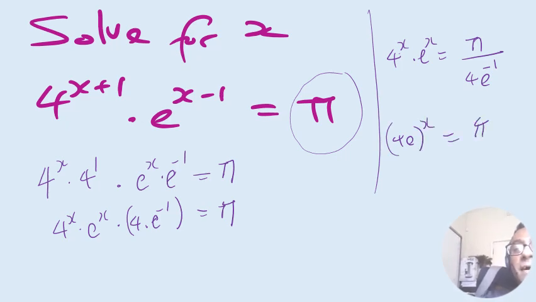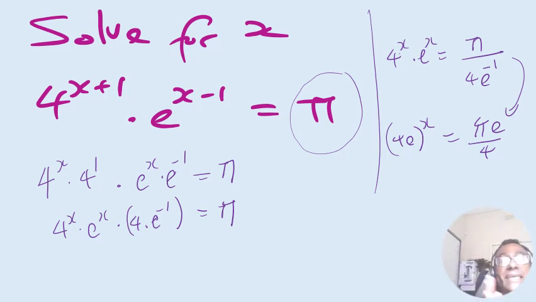That's a pi, that's an e. Please hold your breath for a while, focus, and ask: are these two equivalent? Pi over 4e to the minus 1 is the same as pi e over 4. Now the question is, how do we solve for x, where x lies up here in the power?